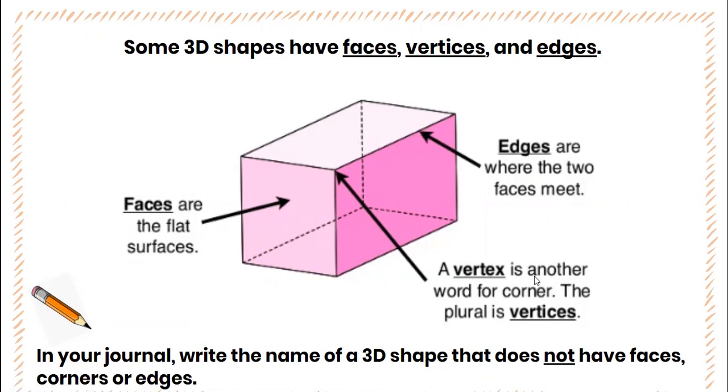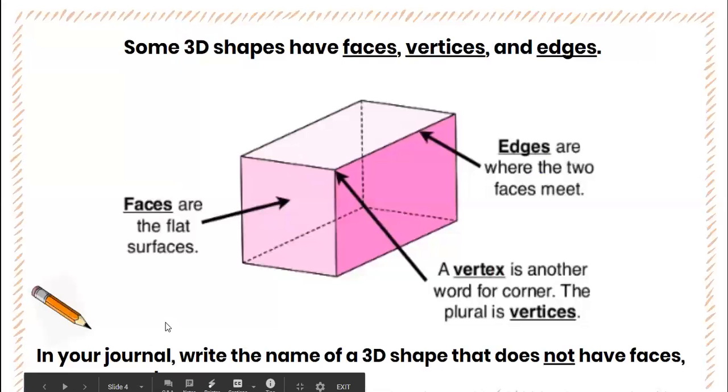A vertex is another word for corner. So here in this corner, this is a vertex, this is a vertex, this is a vertex, and this is a vertex. Likewise, on the bottom, we have 4 more. And when we talk about more than one vertex, we say vertices. So this is one vertex, but it has many vertices.